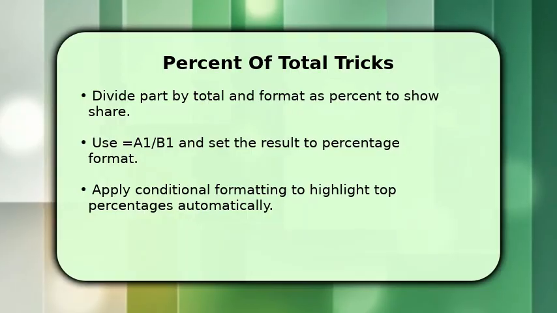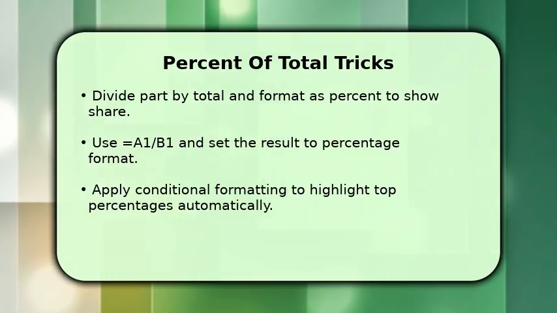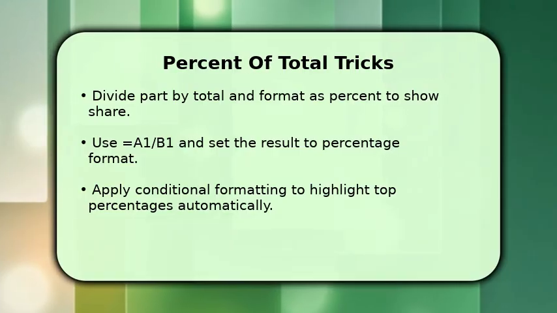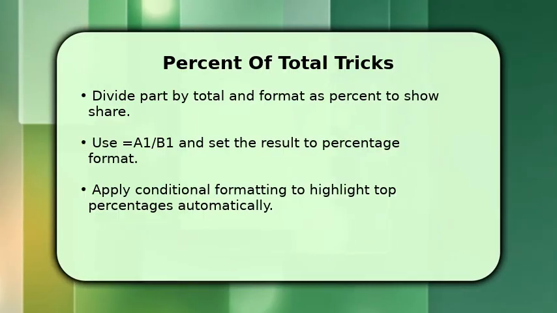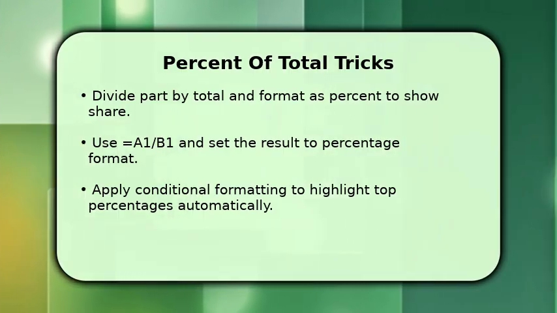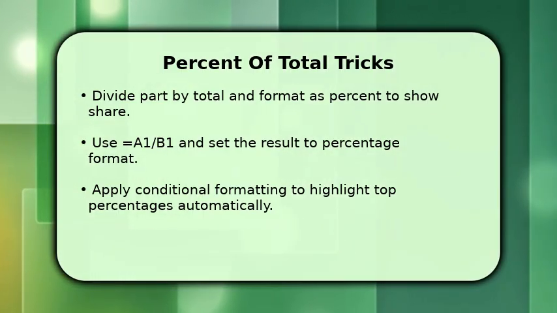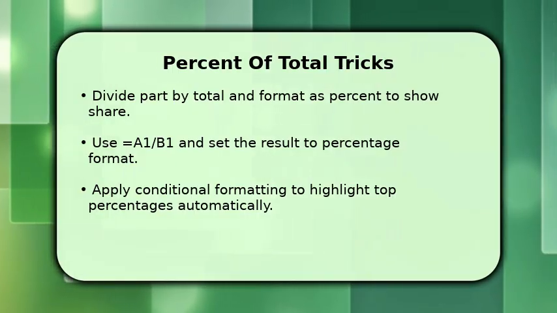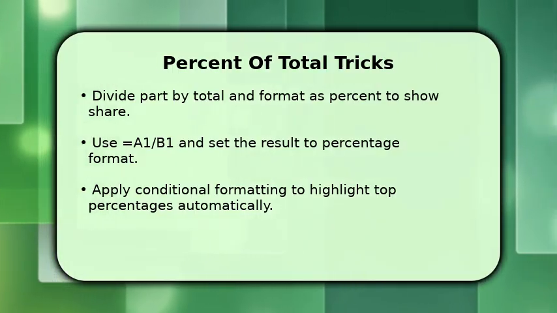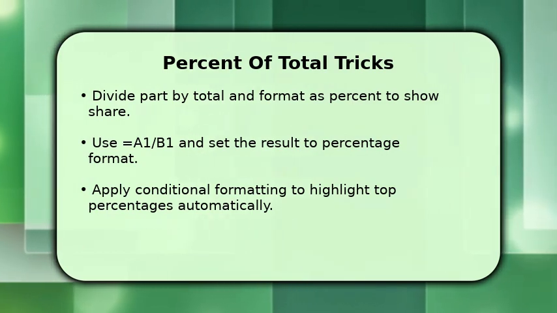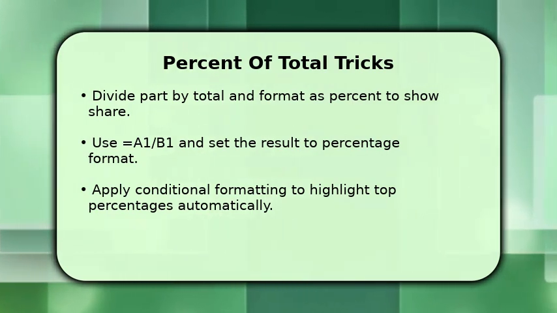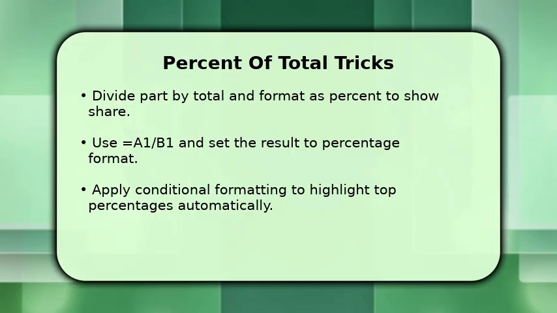Showing percent of a total is straightforward and visually powerful in reports. Use equals part divided by total, for example equals A1/B1, then format as percentage so Excel displays 25% not 0.25. Combine that with conditional formatting to color the largest shares or add data bars for quick comparison. This approach makes trends obvious and supports clear decision-making when sharing results with others.